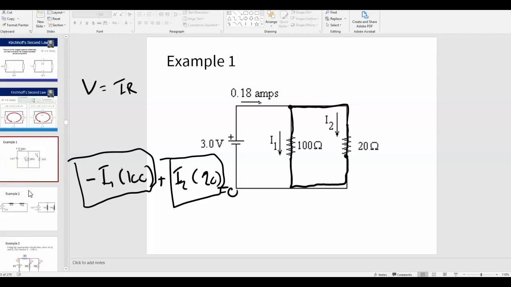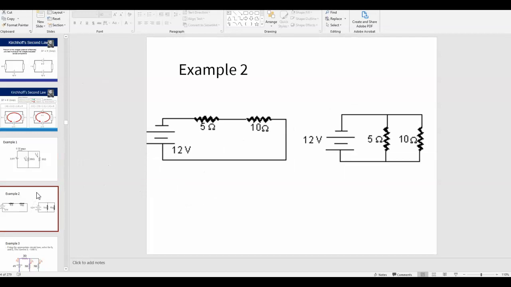All right, so let's take a look at example 2. All right, and again, we're going to apply Kirchhoff's laws. Okay, so here I don't know any of the currents right away, and actually this circuit on the left, there is no junction. There is no place where the current can split. So forget about the junction rule.